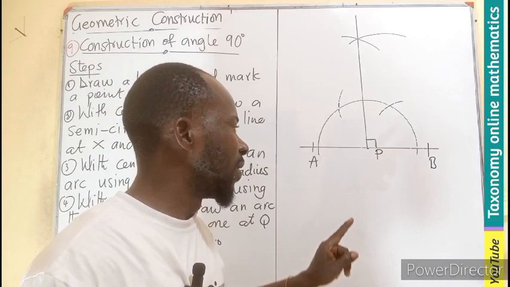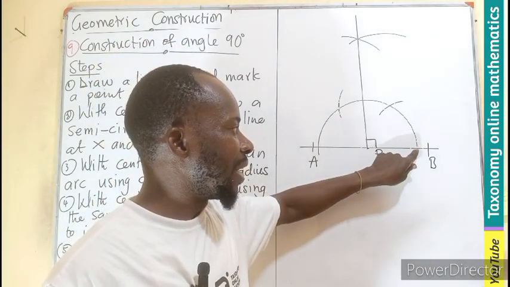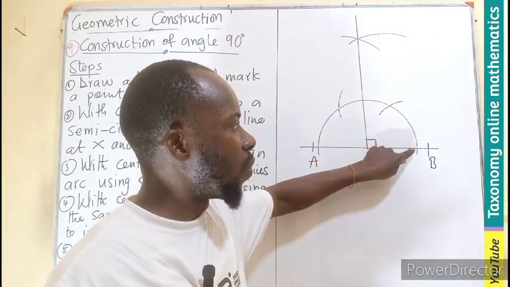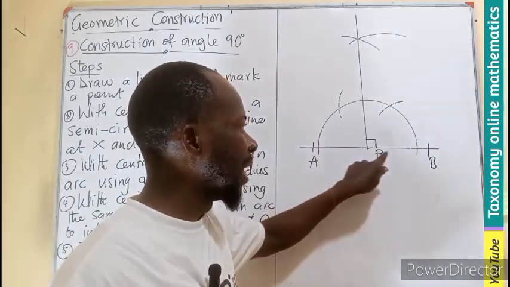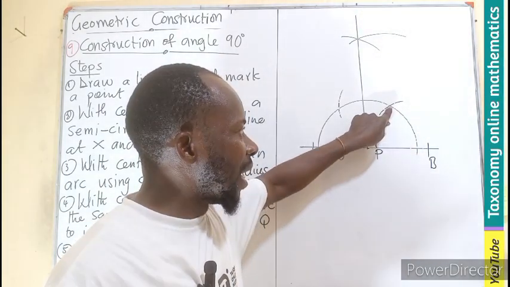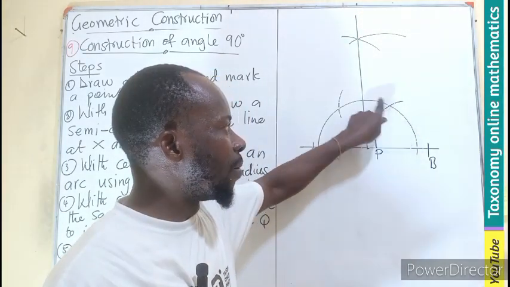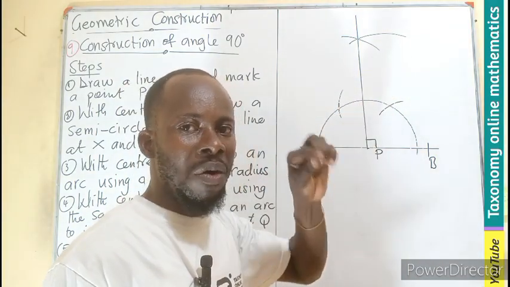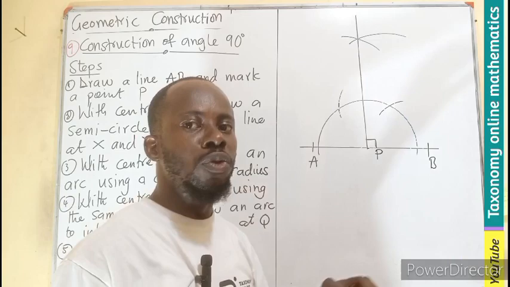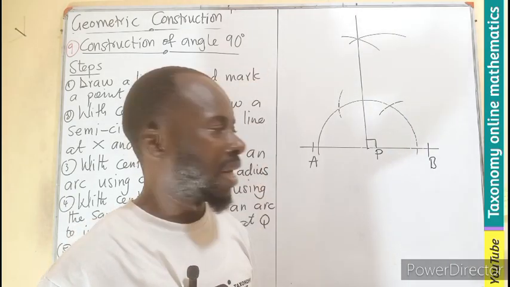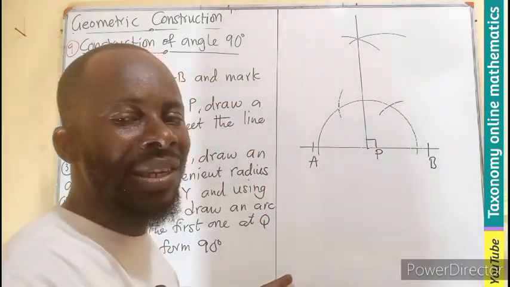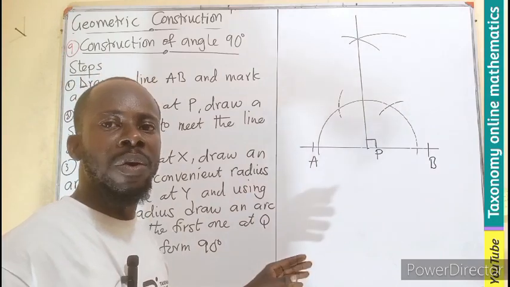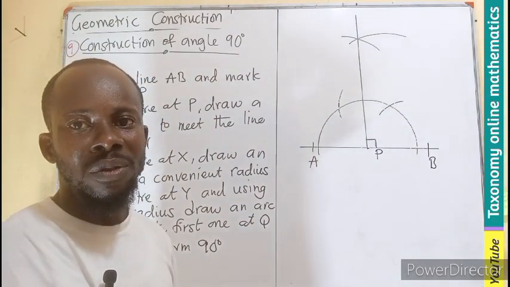But the concept is we make sure we pick the intersection where the arc intersects the line AB, where the other arc intersects the semicircle. You look at the pin or the point of intersection and put your pin there before you make your arc, and that will give you 90 degrees. So it can be this or it can be the first one that we constructed.